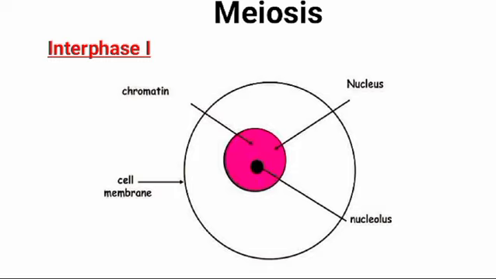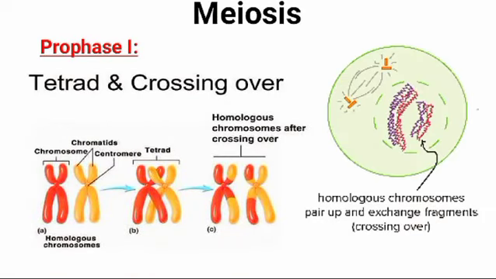Interphase 1 comes in meiosis 1. In this, the nucleus and nucleolus are visible. Prophase 1 is the longest and most complex phase. Chromatin condenses to form chromosomes. Synapsis occurs, in which homologous chromosomes come together to form a tetrad, and a tetrad is two chromosomes or four chromatids, which are called sister and non-sister chromatids. Crossing over of genes occurs in the tetrad. Homologous chromosomes are a pair of chromosomes, one obtained from each parent. They are similar but not identical.